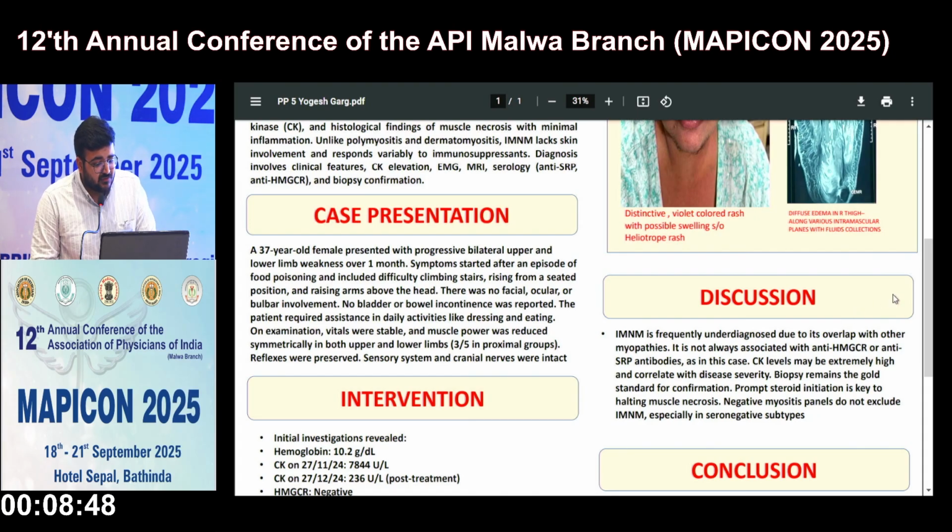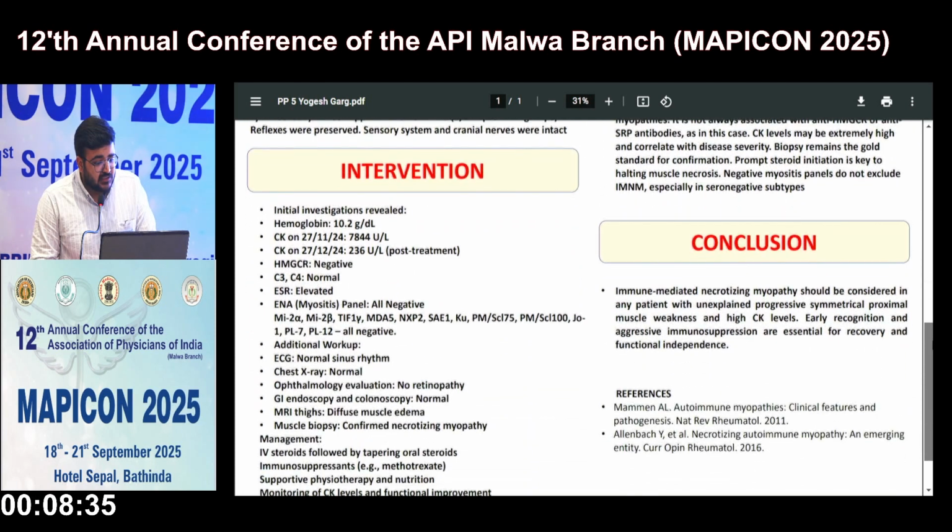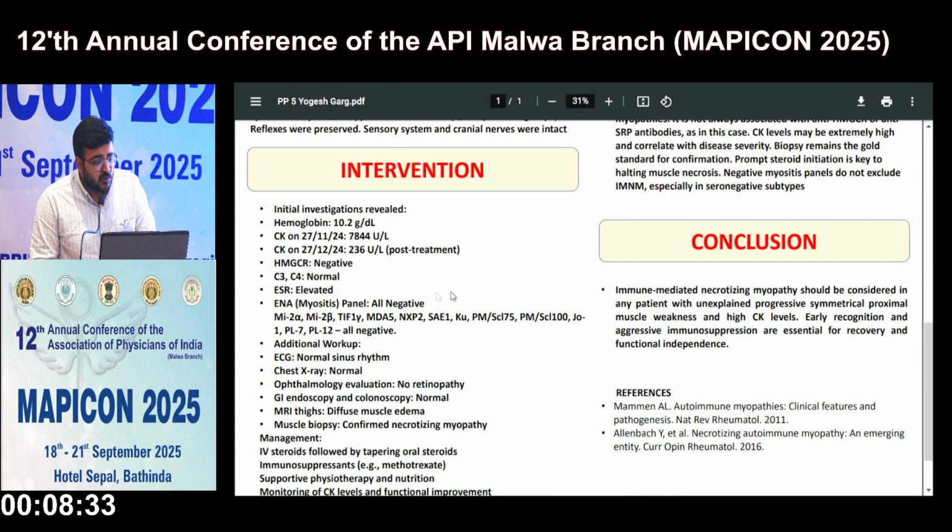On examination, vitals were stable and muscle power was reduced symmetrically in both upper and lower limbs, 3/5 in proximal groups. Reflexes were preserved, and the sensory system and cranial nerves were intact. Intervention: on initial investigations, hemoglobin was 10.2 and creatine kinase on 27th November 24 was 7844. After treatment, creatine kinase on 27th December was 236.